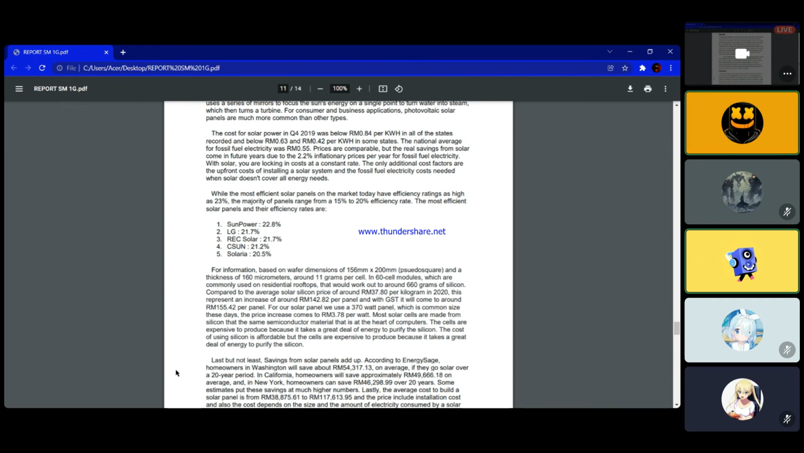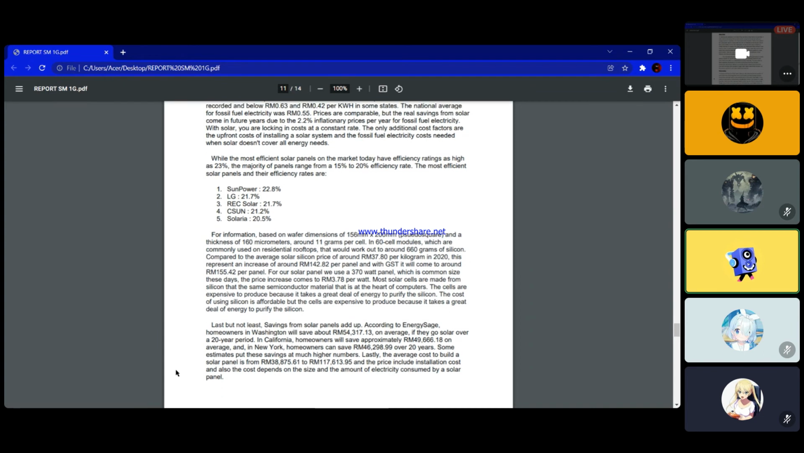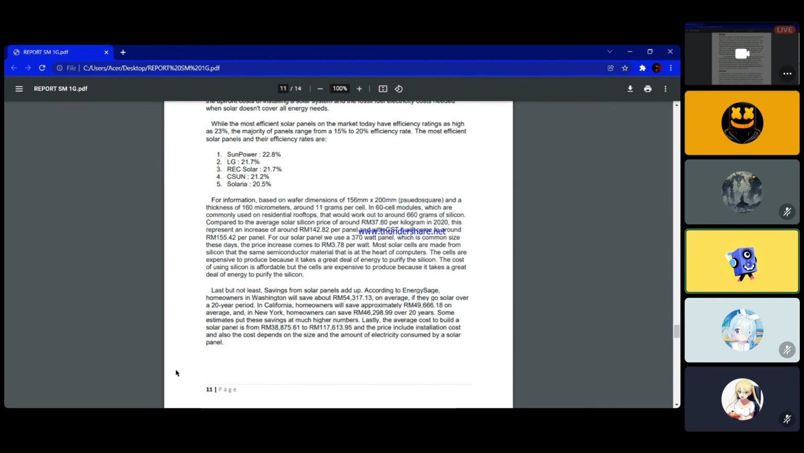This represents an increase of around 142 ringgit and 82 cents per panel, and with GST it will come to around 155 ringgit and 42 cents per panel. For our solar panel, we use a 370 watt panel, which is a common size these days. The price increase comes to 3 ringgit and 75 cents per watt.